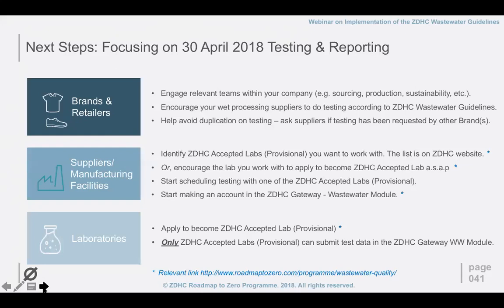So it's very important. And if you are a manufacturing facility, we would like to encourage you to start downloading the list of ZDHC provisionally accepted labs on the website. On the website, we have a button that you can download this list, or you can also encourage the local lab that you work with to apply to become a ZDHC accepted lab as soon as possible, because it will take a couple of weeks for them to go through the whole acceptance process. So if you go for these options, we want to encourage you to start the process as soon as possible. And also the link to the online form, etc., is available on this slide, which we will share with you later.